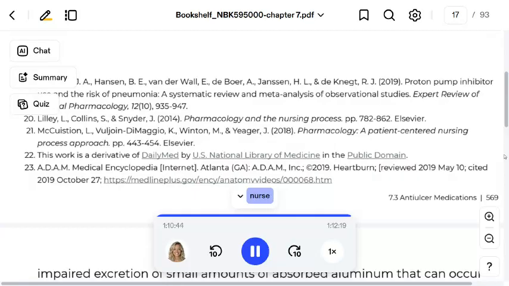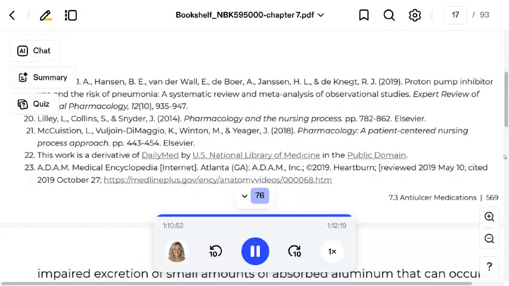7. The nurse should instruct Mrs. Jones to follow up with her healthcare provider if her GERD symptoms do not improve or if she experiences any adverse effects of omeprazole. The nurse should also instruct Mrs. Jones to follow up with her healthcare provider if she experiences any signs or symptoms of C. difficile infection, such as diarrhea and abdominal pain.